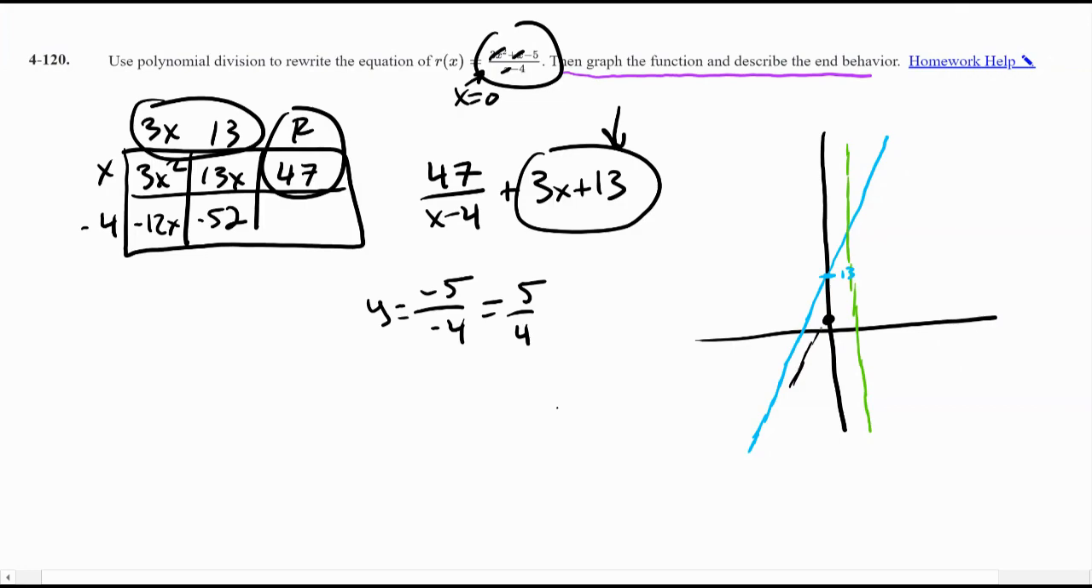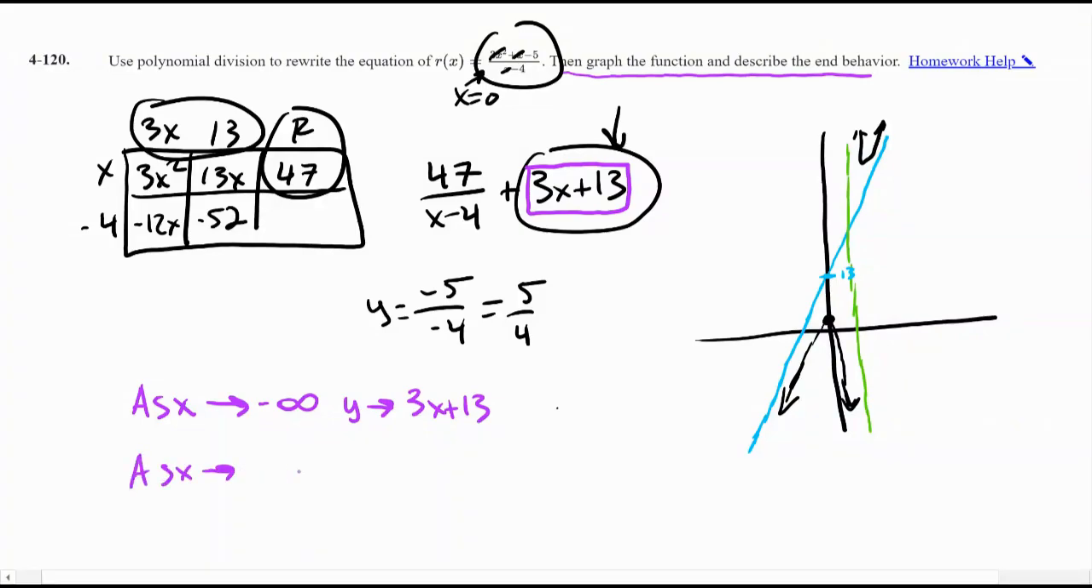So that means our graph is going to kind of look like this, which is pretty ugly, but what we're looking for here is the end behavior. And the end behavior really is going towards this slant asymptote. So I'm not sure, I'll double check this and re-record this if I need to, but really, as x goes towards negative infinity, y is going towards the line 3x plus 13. So how I would describe the end behavior is it's going towards that blue line, 3x plus 13. So as x goes towards positive infinity, y goes towards 3x plus 13.